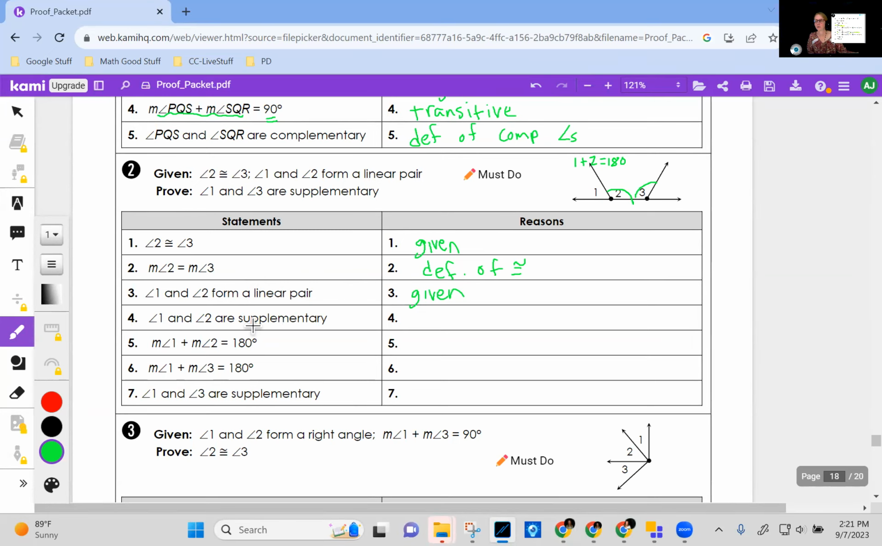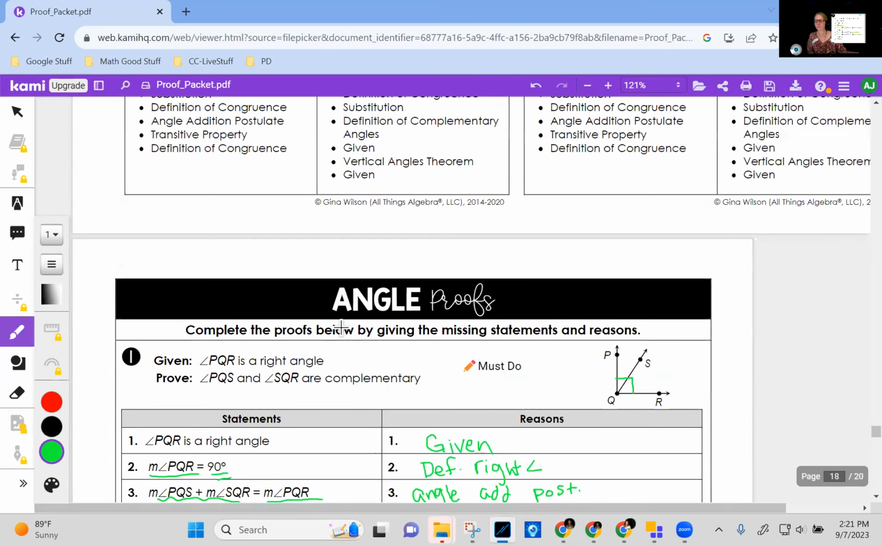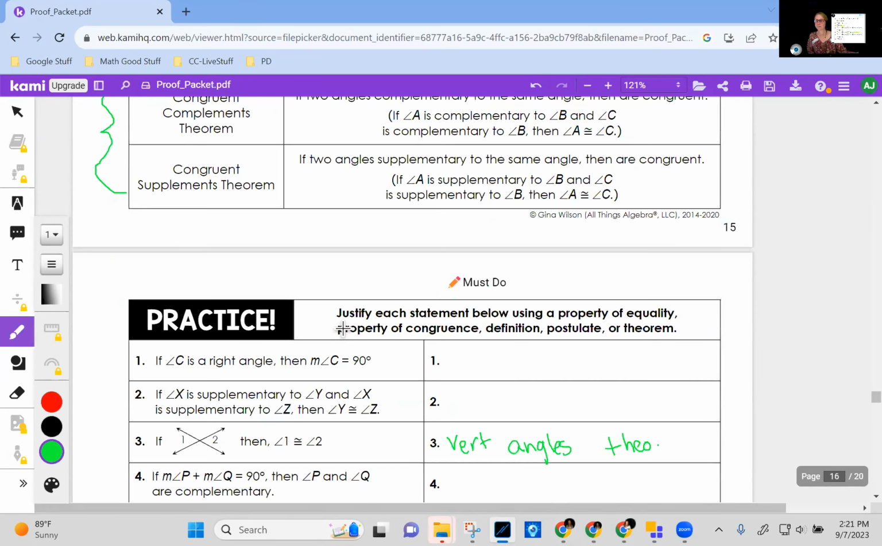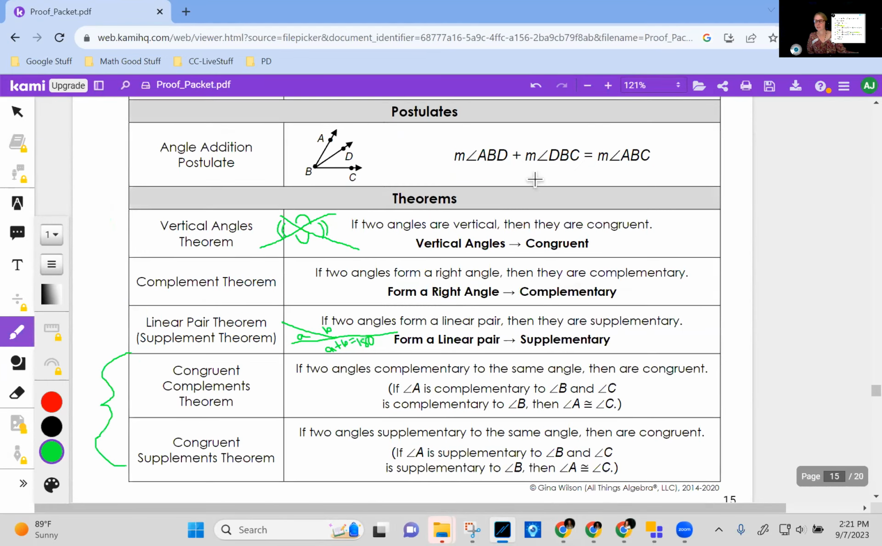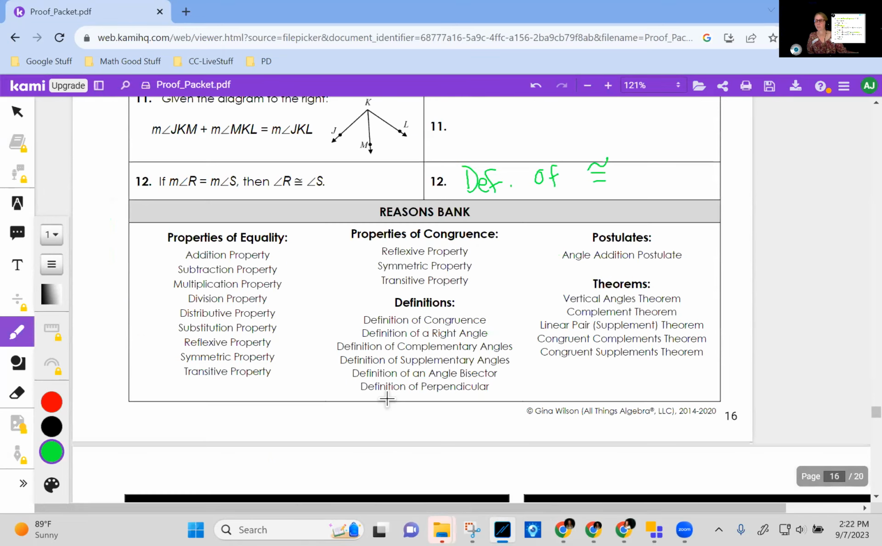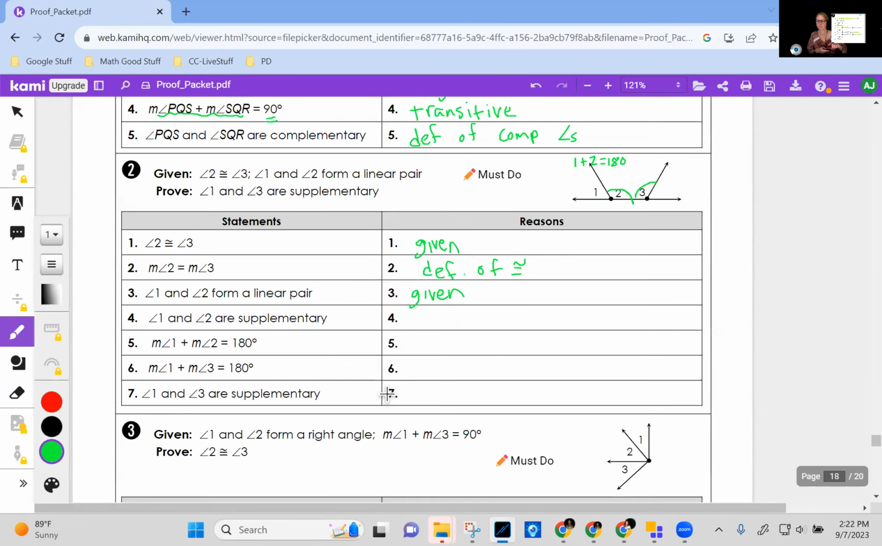Angle 1 and 2 are supplementary. Okay, let's take a look up here and see what has to do with linear pairs and being supplementary. Looks like we're going to call that the linear pair theorem, which is in our list. Okay, so linear pair theorem is going to go right here. So we've kind of got a lot going on in this one. Linear pair theorem, Theo. Okay, I have a nephew named Theo.